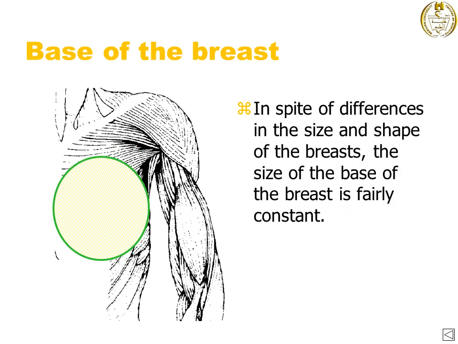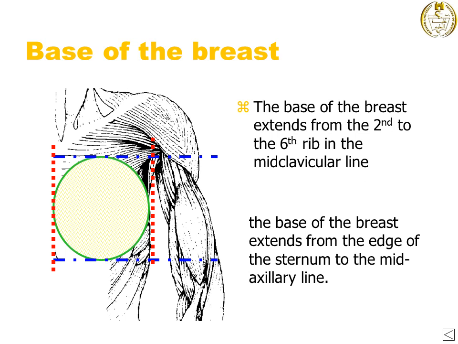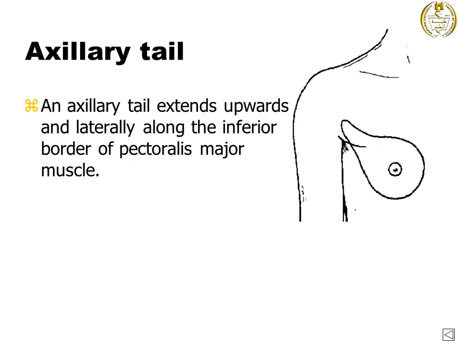In spite of differences in the size and the shape of the breast, the size of the base of the breast is fairly constant. The base of the breast extends from the second to the sixth rib in the mid-clavicular line. It extends from the edge of the sternum to the mid-axillary line.